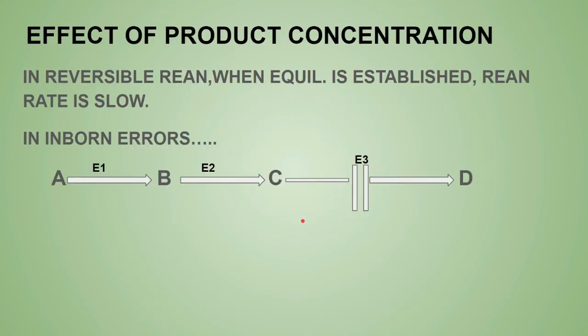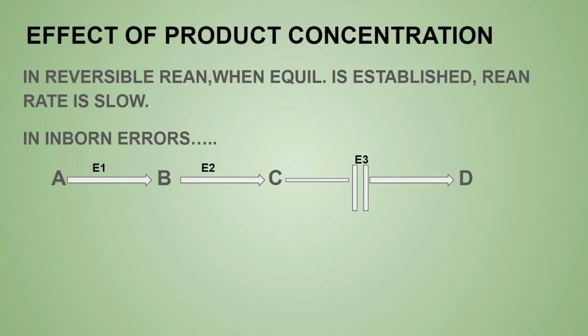Now next is the effect of product concentration. In a reversible reaction, when the equilibrium is reached as per the law of mass action, the reaction rate is actually lower. Why? Because when the product and substrate levels are in equilibrium, the rate of reaction will get slowed down. So when the product concentration is increased, the reaction is slowed, stopped, or even reversed.